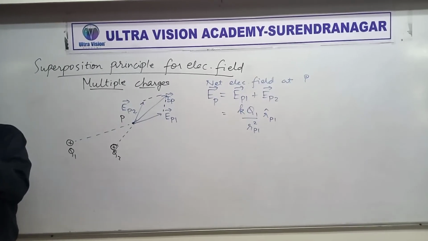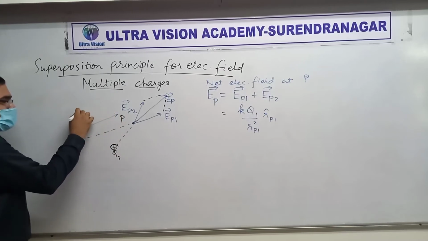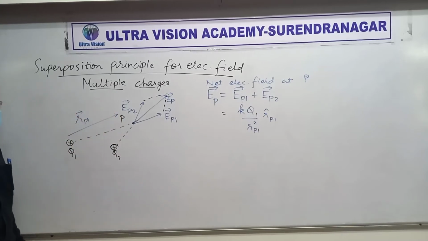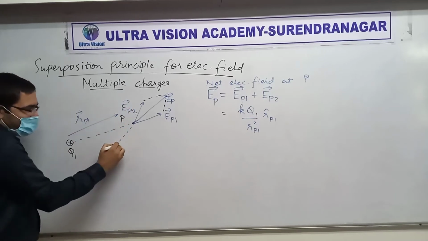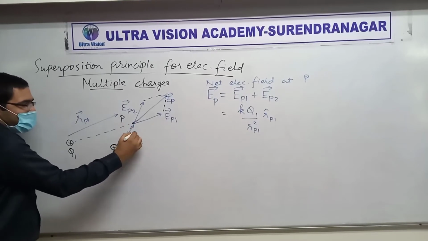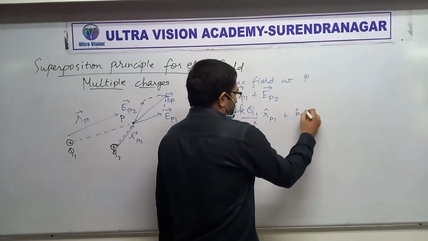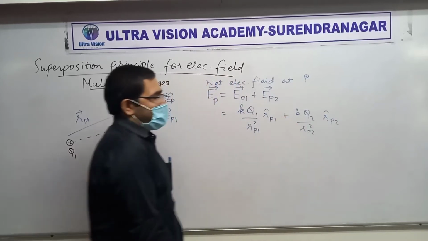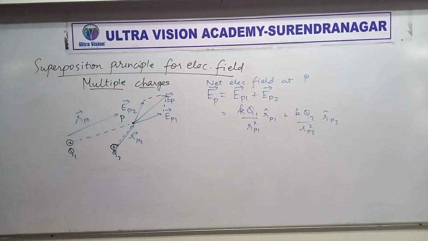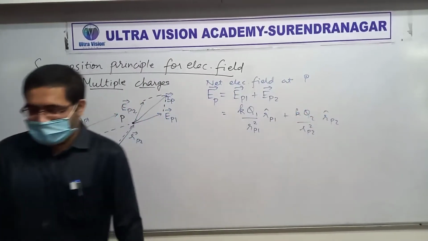KQ1 by RP1 square, RP1 hat. If you define one vector like this, which is the RP1 vector, then the distance between these two is RP1, and that's the direction. Similarly, you define one vector from here to here as the RP2 vector, and so on. So here we write KQ2 by RP2 square, RP2 hat. All this is just mathematics; it has nothing to do with understanding the physics behind it. If there are 3, you write one more. If there are 100, you write as many. No problem.